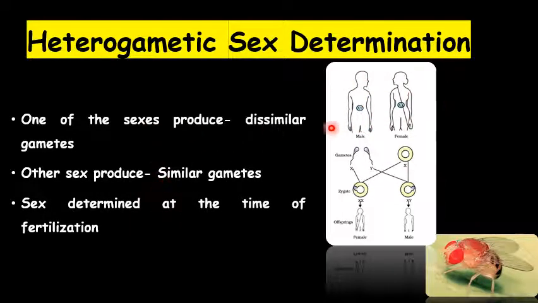As I told you, in humans we have heterogametic males, and there are a few animals that are heterogametic females, which means males produce the same type of chromosomes while females produce dissimilar gametes. Hence we call that heterogametic females. Let's see them one by one now.